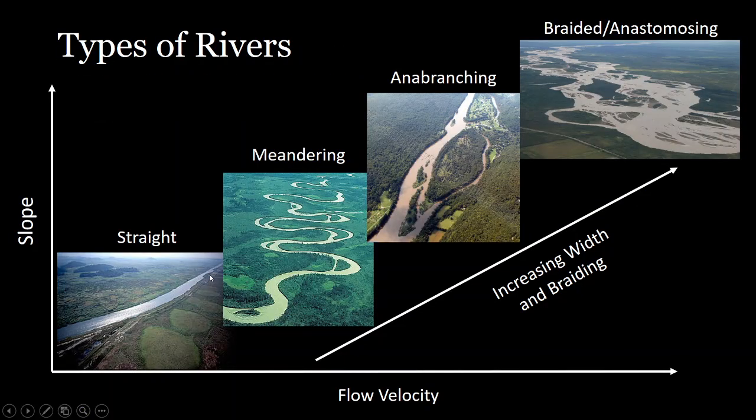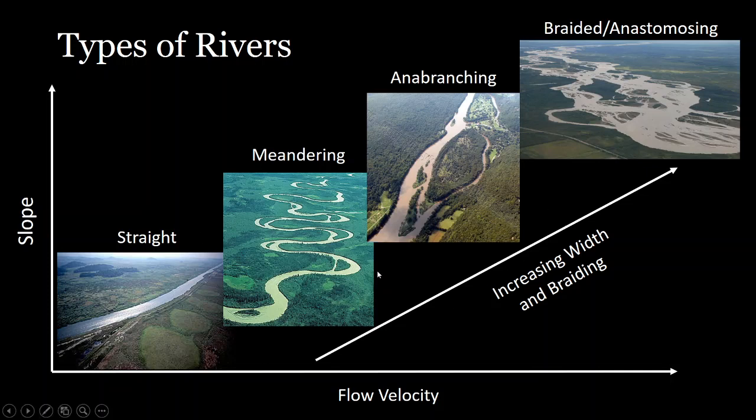So the type of river depends on both the slope and the flow velocity. And we can characterize a stream based off of how much braiding there is and the width relative to the length of the stream. And so when we have relatively low slopes and low flow velocities, we can maintain a fairly straight channel. But as you have increasing flow velocity and increasing slope, you have more energy. And so any of those disturbances start to form meanders, and you have a meandering river.